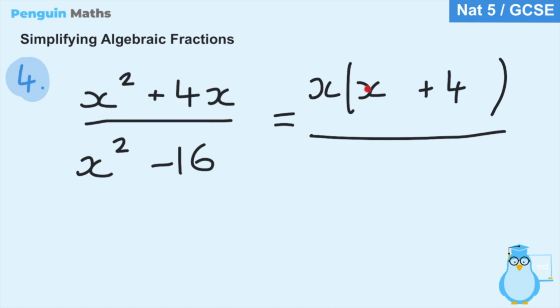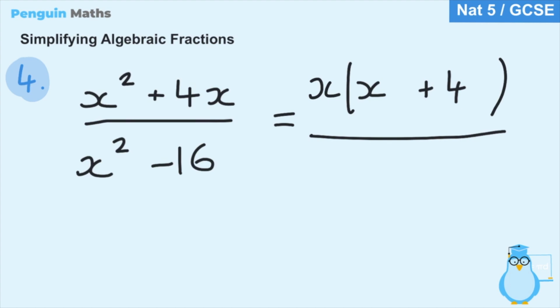So we would have x times x gives us the x squared, x times 4 gives us the 4x. So that means we know that's factorised correctly, okay? And then on the bottom, again, the first thing we always look for is a common factor, but there isn't one in this case between x squared and minus 16.